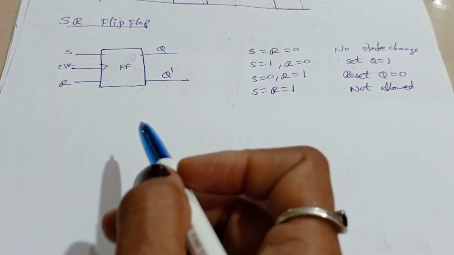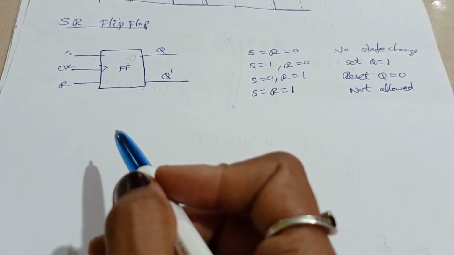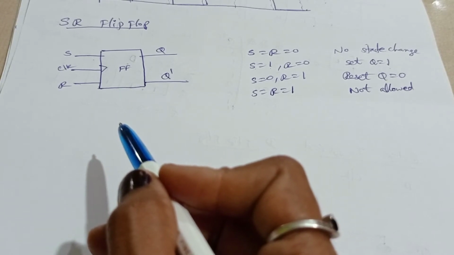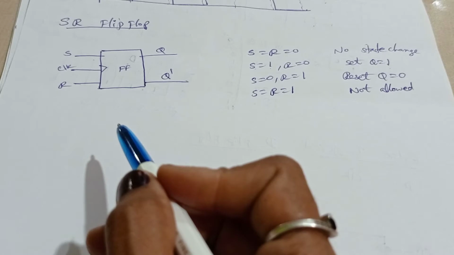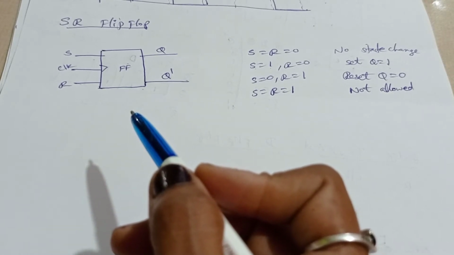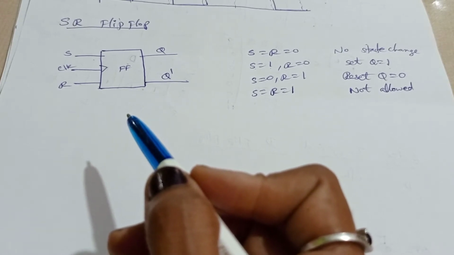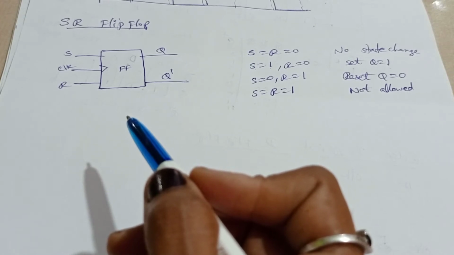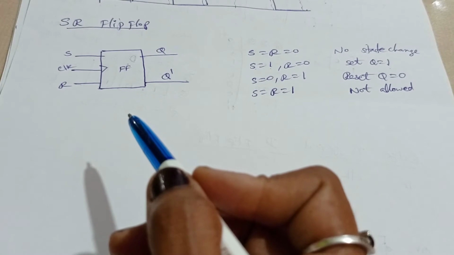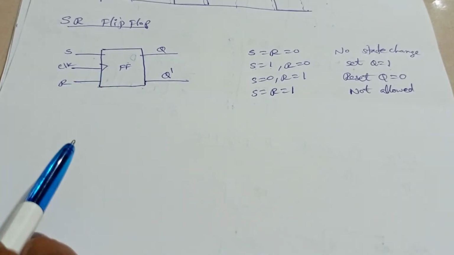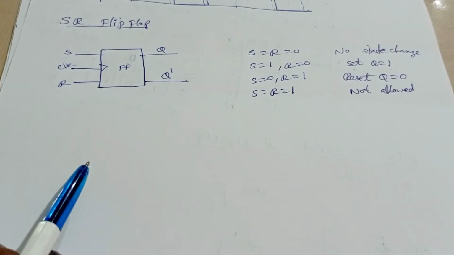The truth table and the characteristic equation for the SR flip-flop are the same as for the SR latch. But the interpretation of Q plus, the next state, is different. For the latch, Q plus is the value of Q after the propagation delay through the latch, while for the flip-flop, Q plus, the next state, is the value that Q assumes after the active clock edge. That is the only difference. The truth table and the characteristic equation are the same.